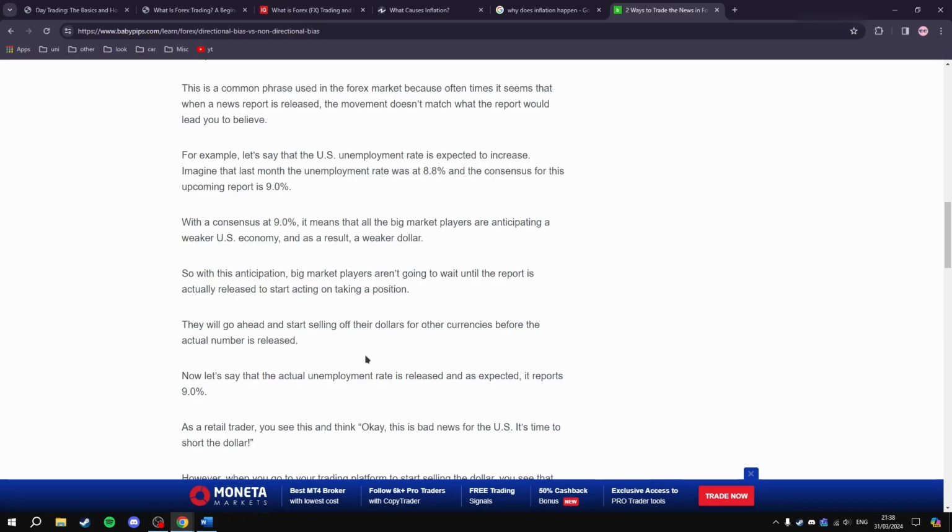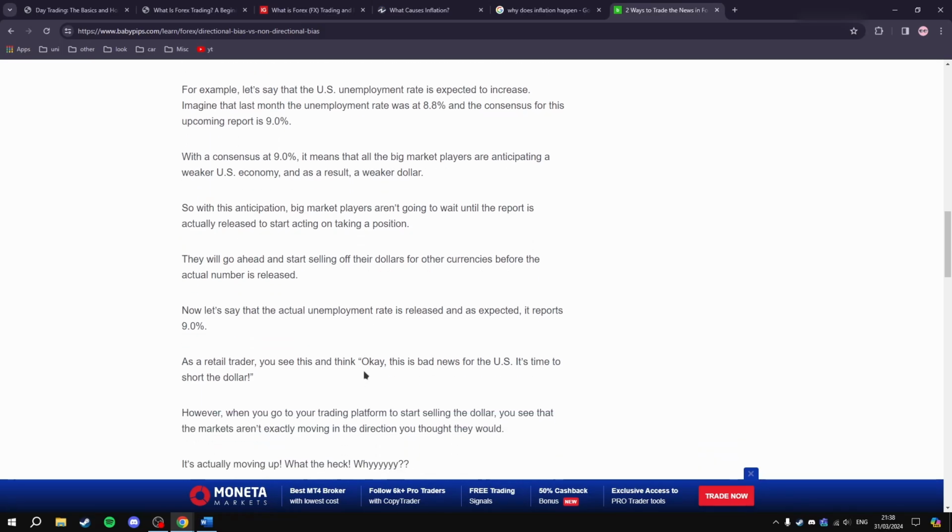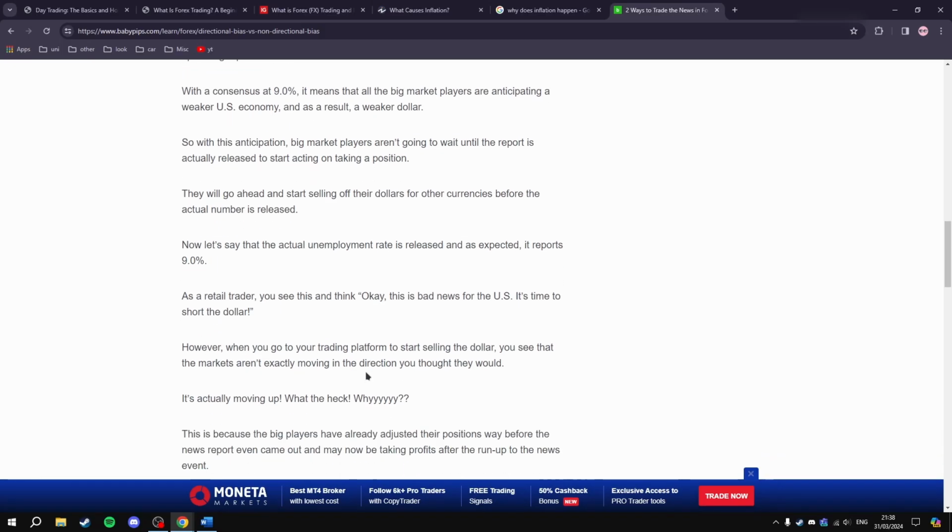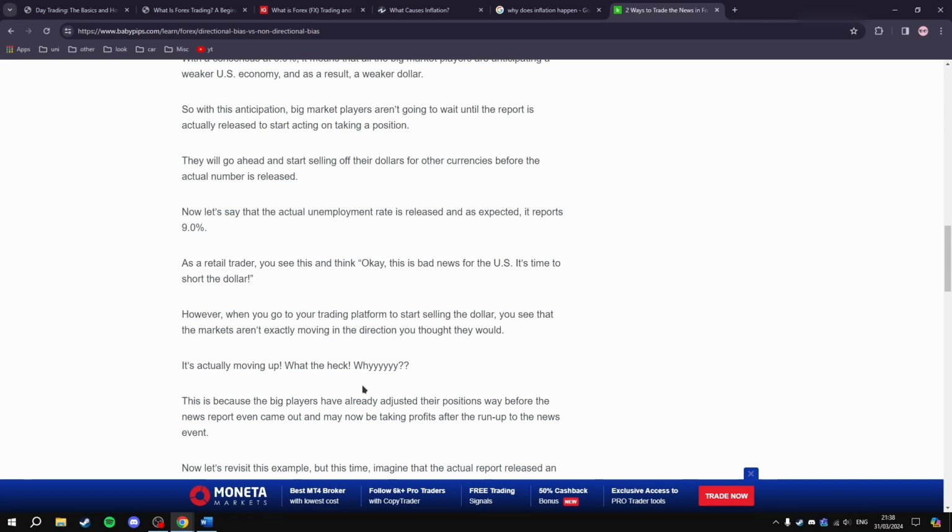Now let's say that the actual unemployment rate is released and as expected it reports 9%. As a retail trader you see this and think, okay, this is bad news for the US, it's time to short the dollar. However, when you go to your trading platform to start selling the dollar, you see that the markets aren't exactly moving in the direction you thought they would. It's actually moving up. What the heck? Why?